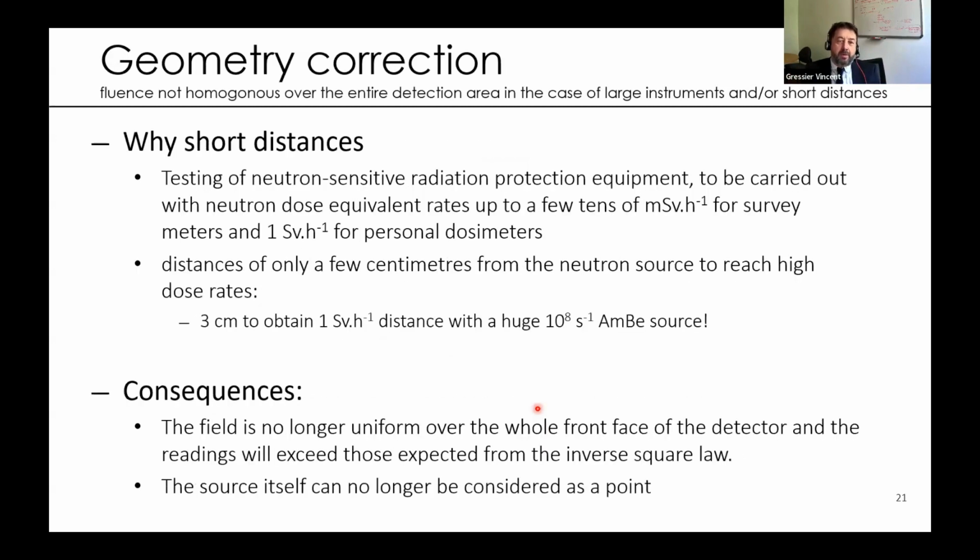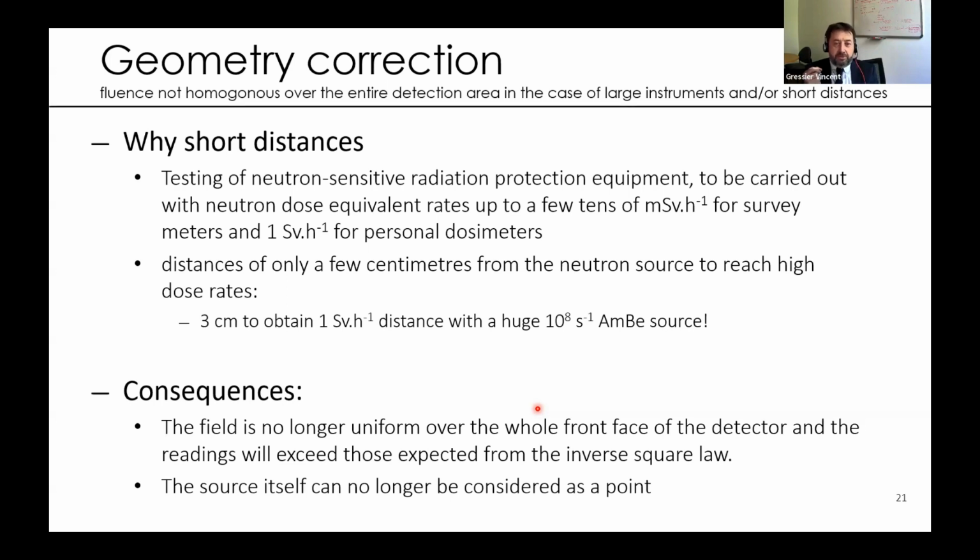Okay, now going back to the geometry correction. Why do we need geometry correction? It is because we sometimes have to use very short distances. Testing neutron-sensitive radiation protection equipment, if we want to follow exactly what is in the standards, needs to be done at equivalent dose rates up to a few tenths of a millisievert per hour for survey meters and up to 1 sievert per hour for personal dosimeters.